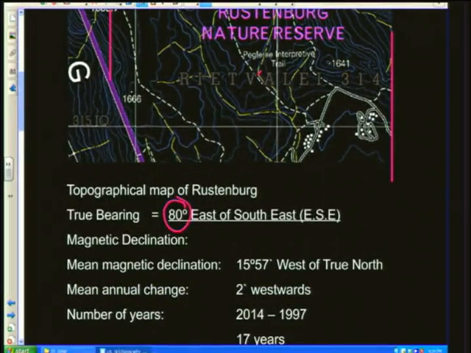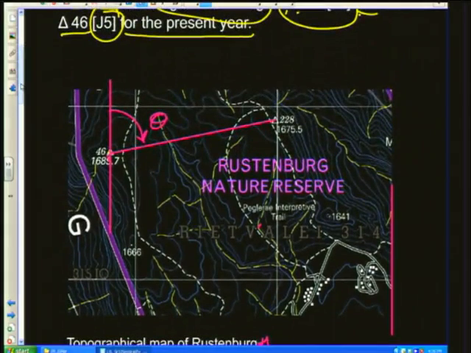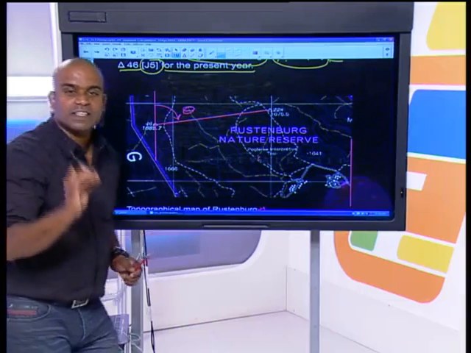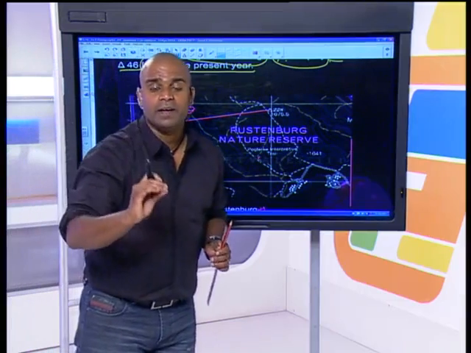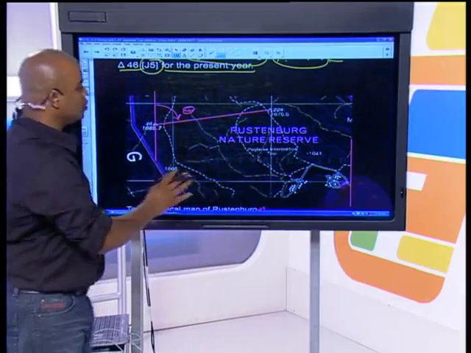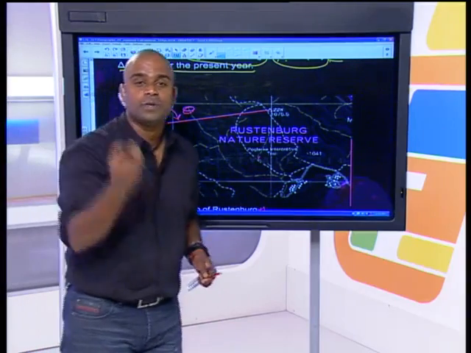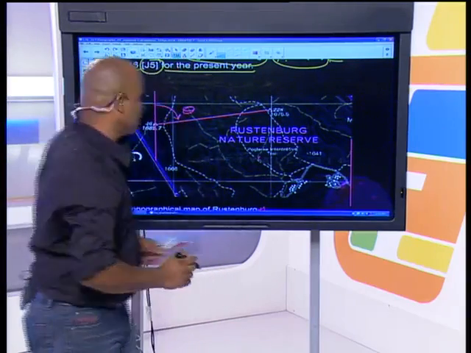80 degrees east of southeast. Let's change that to east of northeast. As we've established, the line lies between east and north, so it's going to be northeast. Note that in this example, the angle is on facing your eastern half. So you've placed your protractor towards the east, and therefore the angle would be less than 180 degrees.